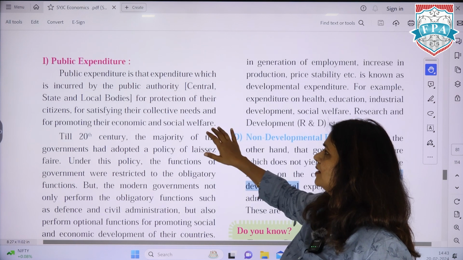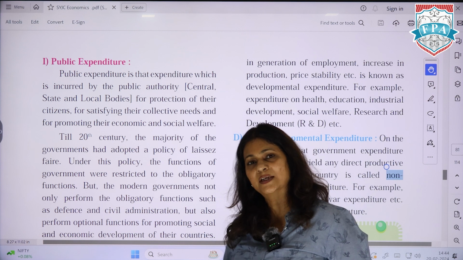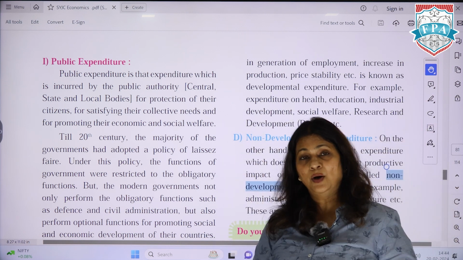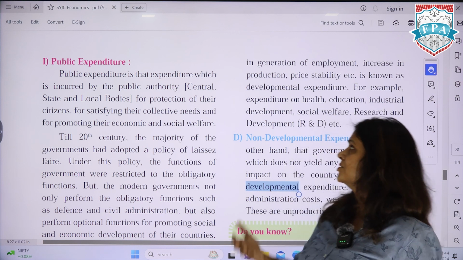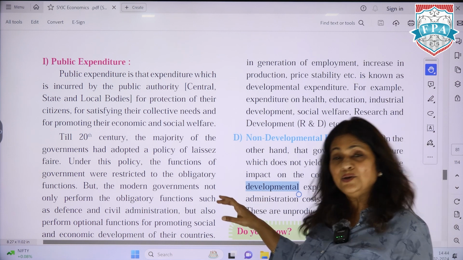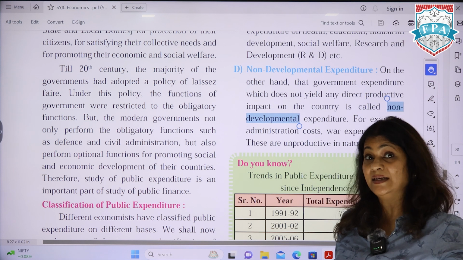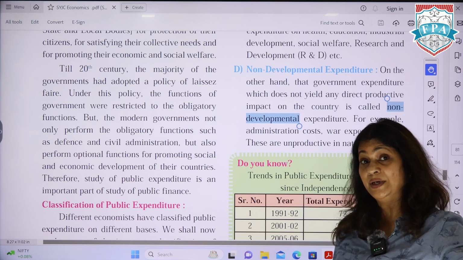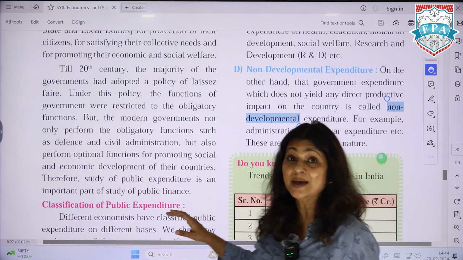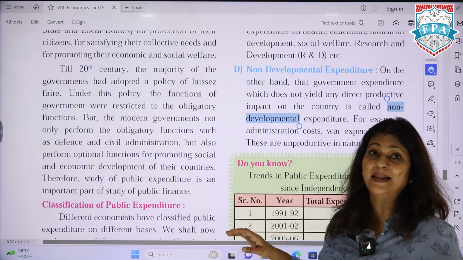So if at all you want to write a small two-liner on public expenditure, you will first write down that public expenditure is the expenditure which the government does on the public at large. And when we say government, it is central, state, local. Then you can write down that government earlier paid more emphasis on spending only on the obligatory functions, but the modern government has now started paying more attention towards the social welfare of the public at large by spending on health and education.